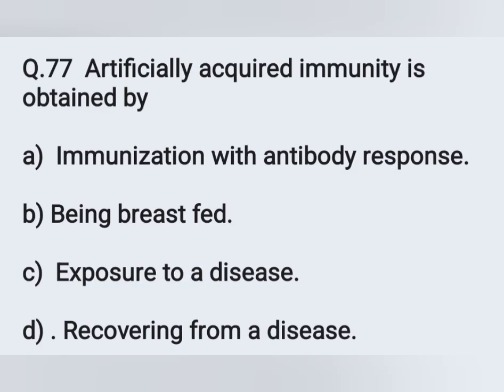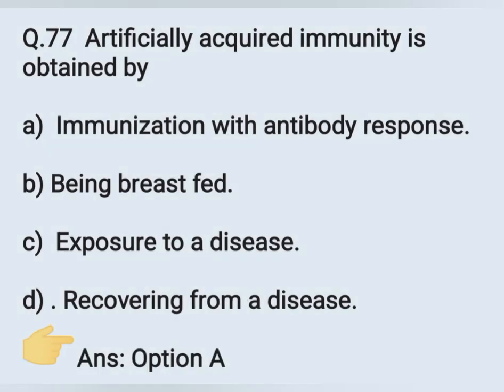And the next question number 77. Artificially acquired immunity is obtained by options. Option A, immunization with antibody response. Option B, being breastfed. Option C, exposure to a disease. Option D, recovering from a disease. Artificially acquired immunity is obtained by immunization with antibody response. Option A is the correct answer.